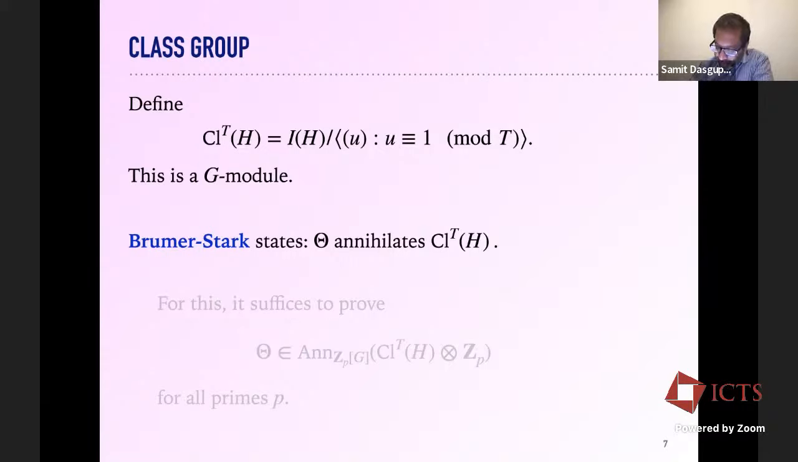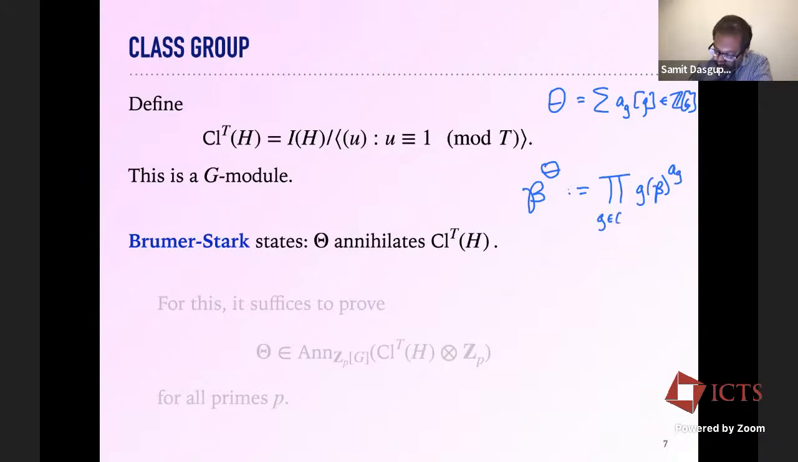So maybe I should say something about that. Why is that true? Basically, if I take my Gothic P and I hit it by theta, I should say what this even means. If I write theta as a group ring element, the sum of a_g times g, then this is just defined to be the product of sigma of P to the a_g. So this is just some fractional ideal.